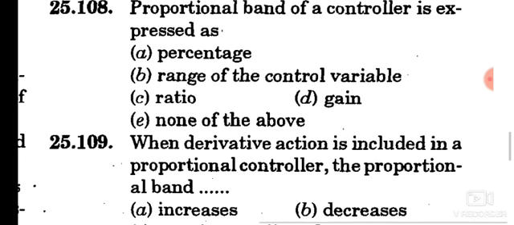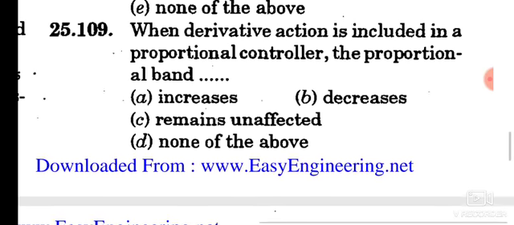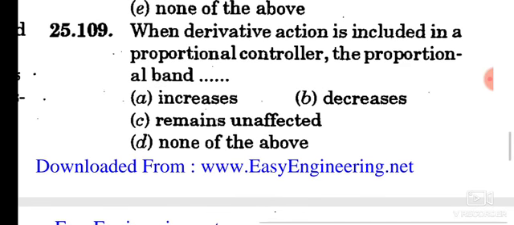Question number 108. Proportional band of a controller is expressed as percentage. Option A is the correct answer. Once again, question number 108. Proportional band of a controller is expressed as percentage. Question number 109. When derivative action is included in a proportional controller, the proportional band, option C, remains unaffected. When derivative action is included in a proportional controller, the proportional band remains unaffected.